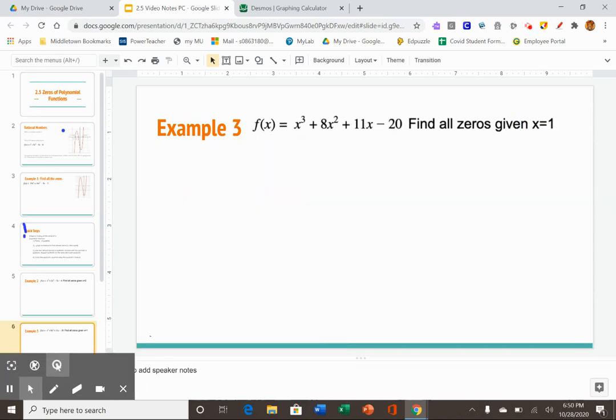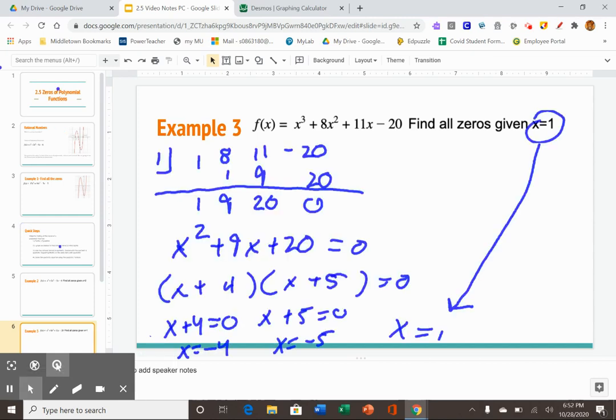All right, so I want everybody to try this one on their own. So pause the video and find all the zeros. All right, here's what you should have gotten for example 3. Use a synthetic, get the quadratic, factor it, 3 zeros. So that is example 3.